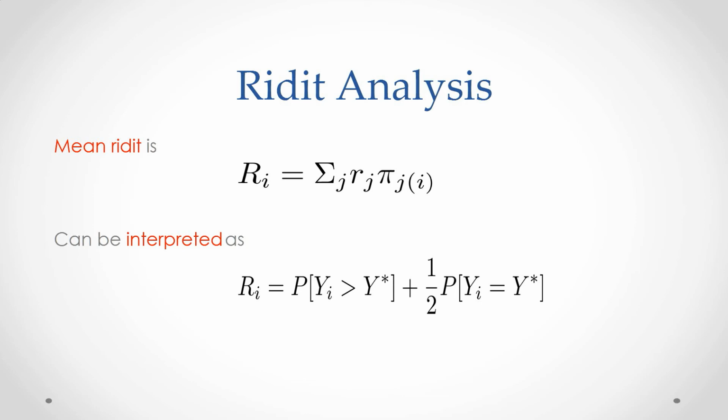Note that Ri is equal to the probability of yi greater than y star plus half times the probability of yi equal to y star, where yi is the response category for a randomly selected observation in row i and y star is the response category for a randomly selected observation from the marginal distribution pi plus j, j equal to 1 to c, of y.